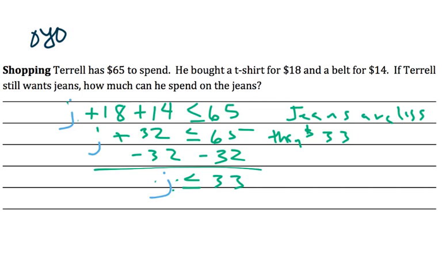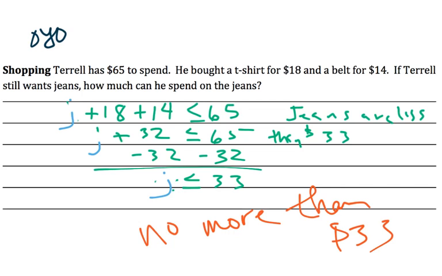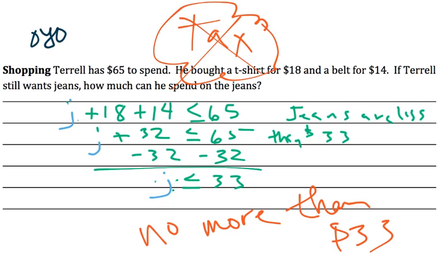Now let's pretend you get to the book and it's like, well, no more than 33. That's fine. That's like the same thing. They're saying, well, he can't spend any more than $33. And for problems like this, unless you're told to think about it, we're ignoring tax. So don't sweat that. Think about it.